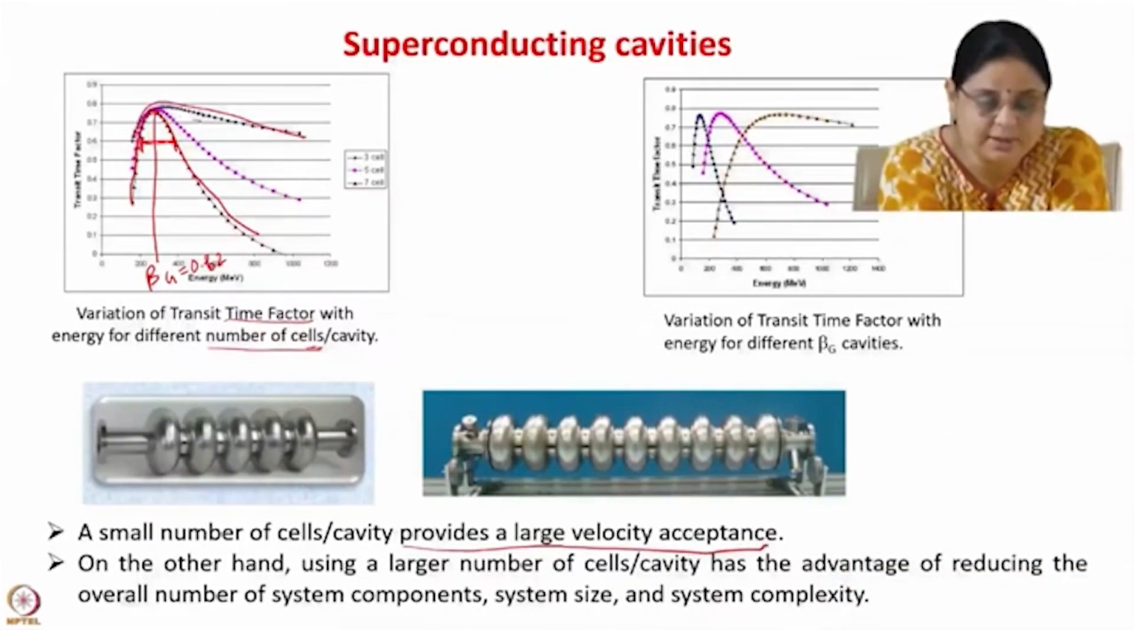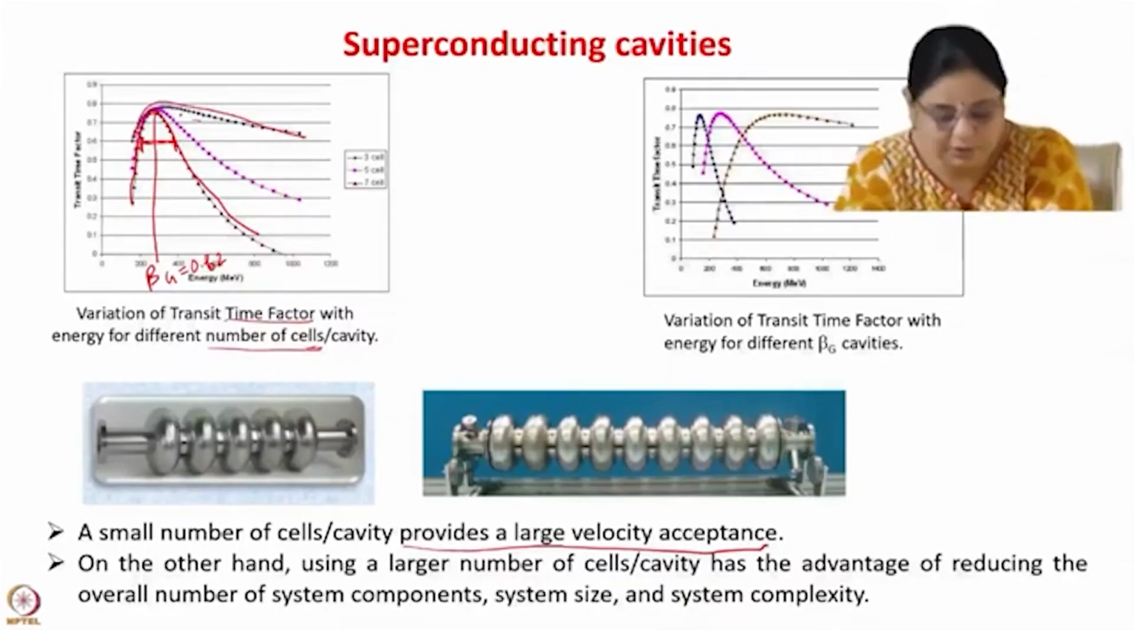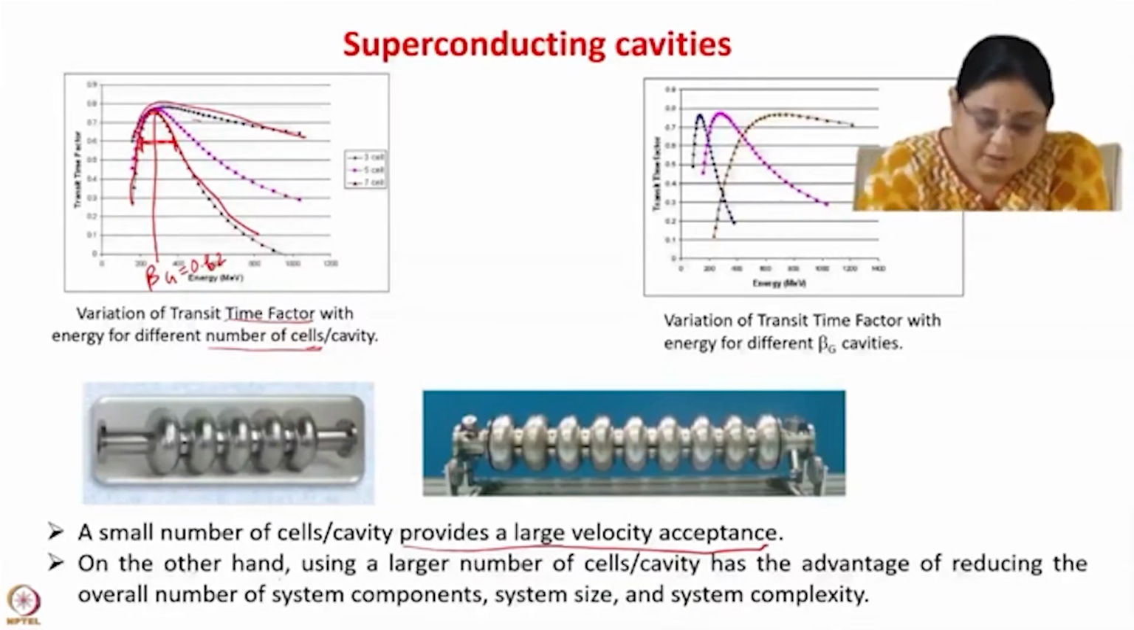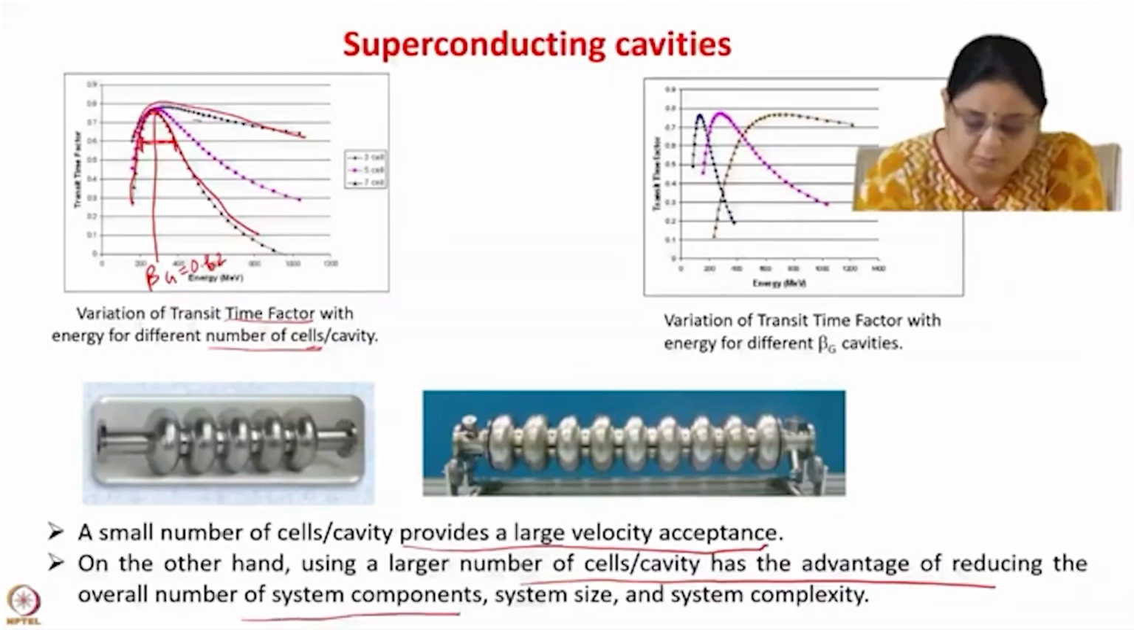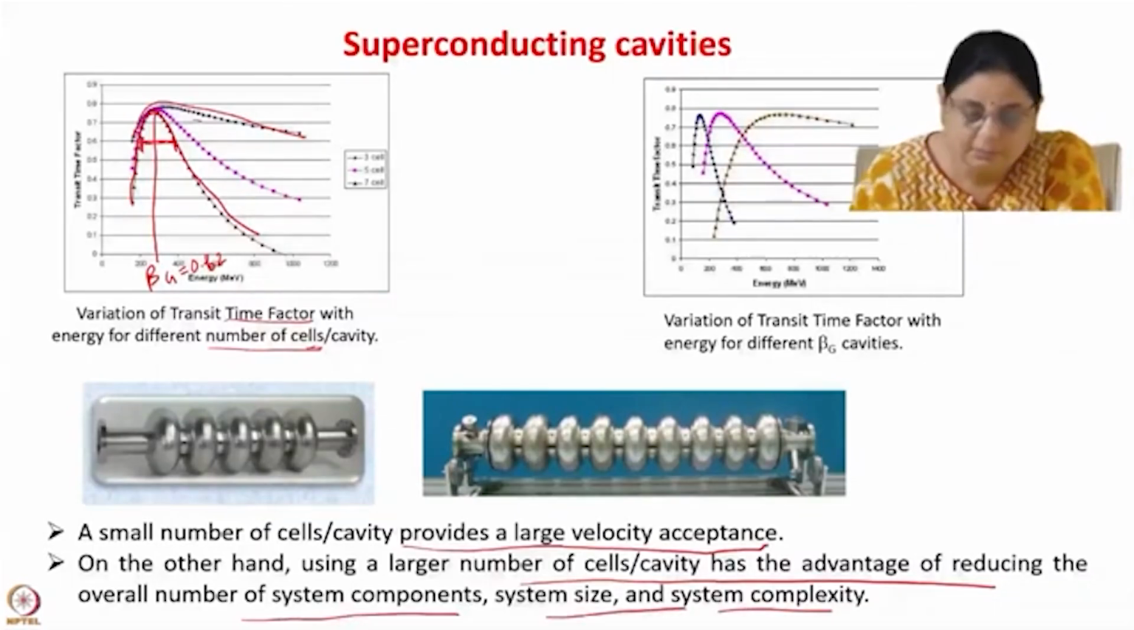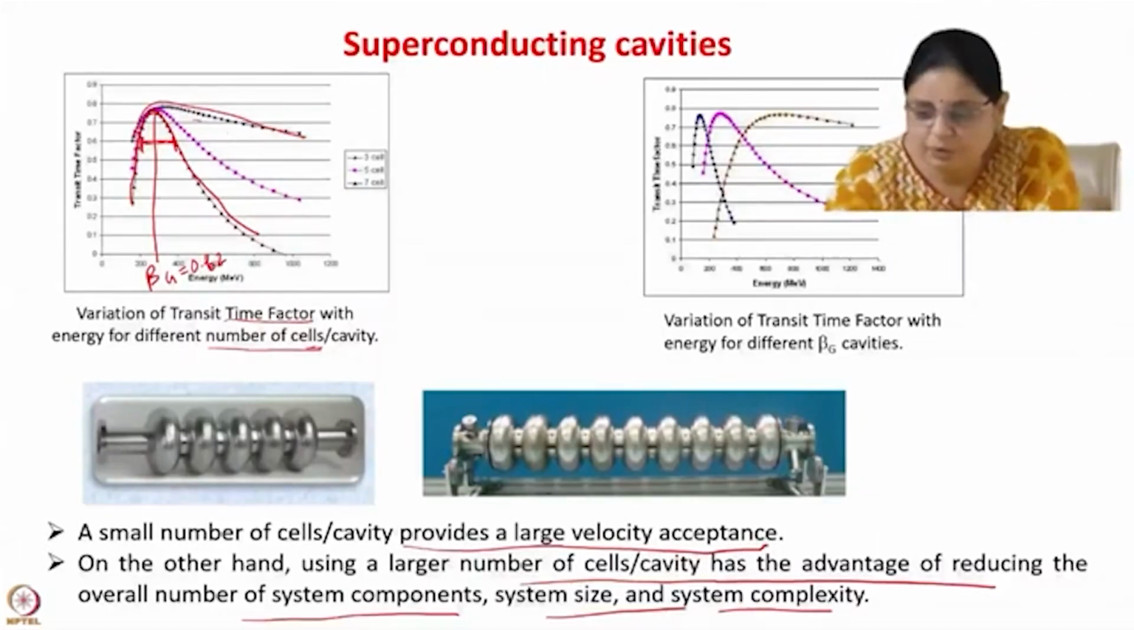So you can see here 3 cells per cavity provides a larger velocity acceptance. However, using a large number of cells per cavity has the advantage of reducing the overall number of system components, system size, system complexity, etc. So in other words, it brings down the cost. So you have to compromise between the two and decide how many cells per cavity you have to use.